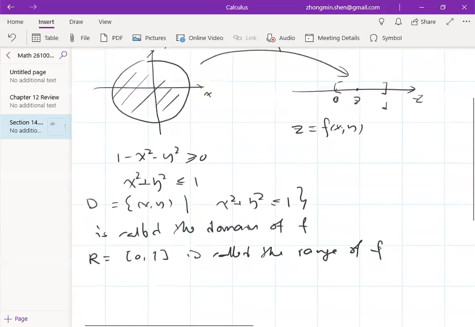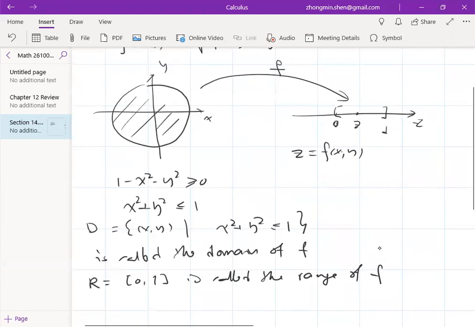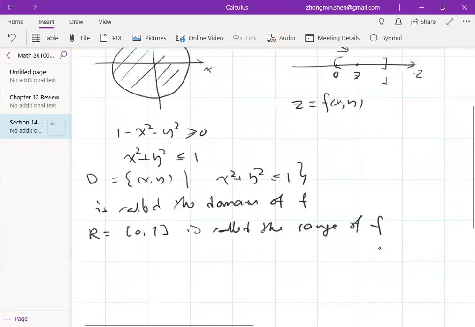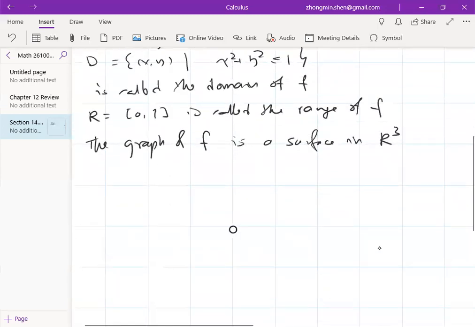Now, how to define the graph? We can study the function in another way, by putting it in a graph. The graph of f is an object in three-dimensional space. It is a surface in three-dimensional space. We call it R3. How do you describe it? So we draw it in this way.